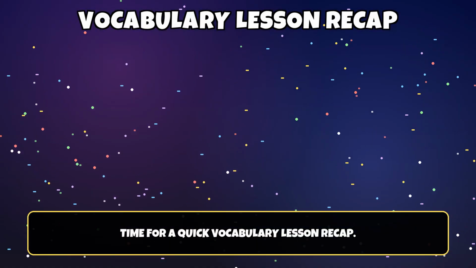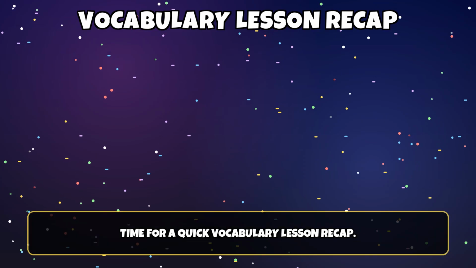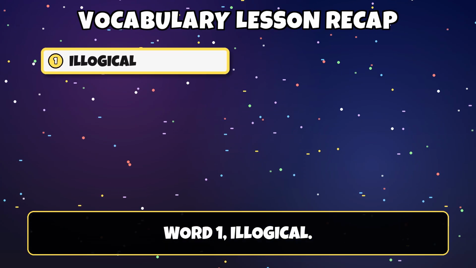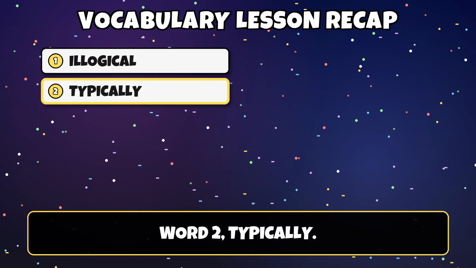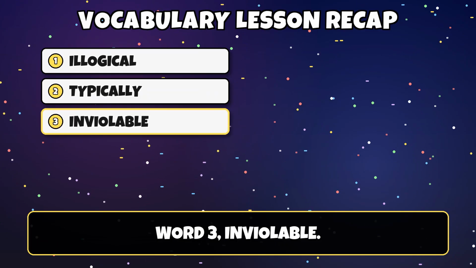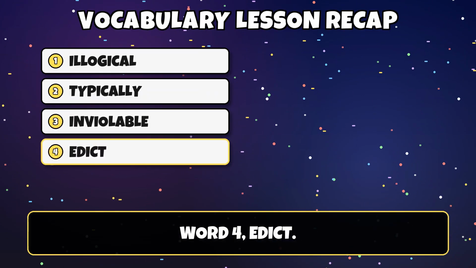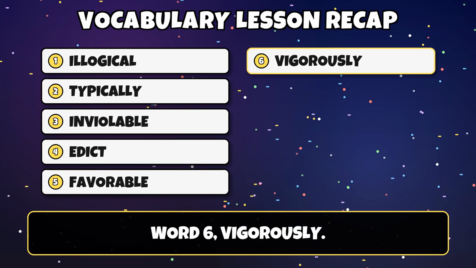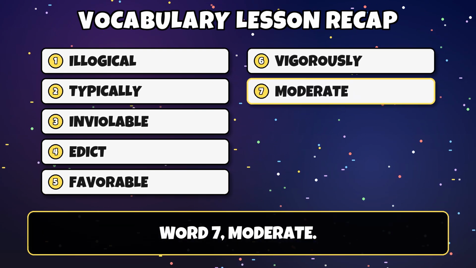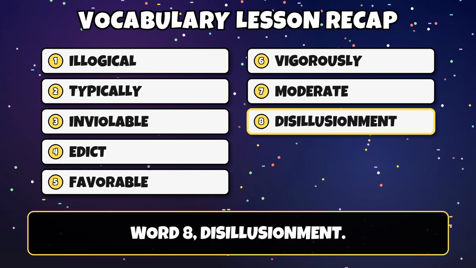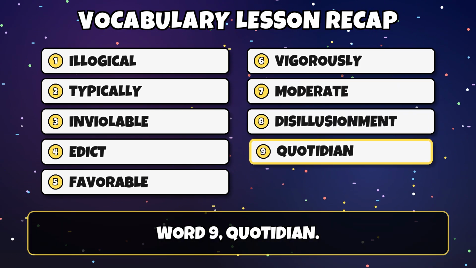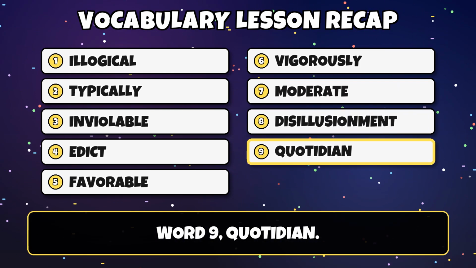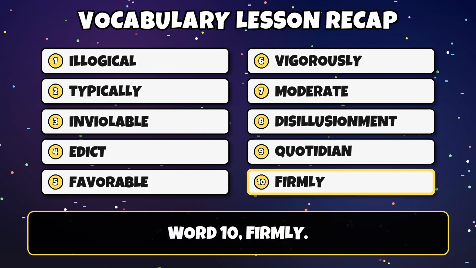Time for a quick vocabulary lesson recap. Word 1, illogical. Word 2, typically. Word 3, inviolable. Word 4, edict. Word 5, favorable. Word 6, vigorously. Word 7, moderate. Word 8, disillusionment. Word 9, quotidian. Word 10, firmly.